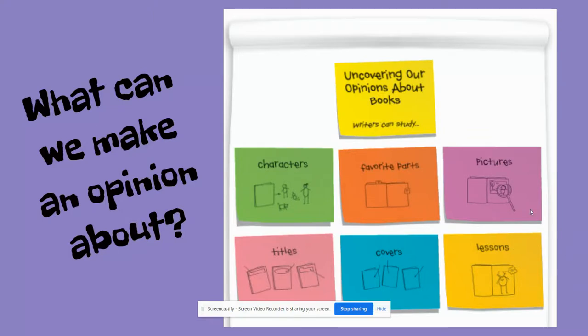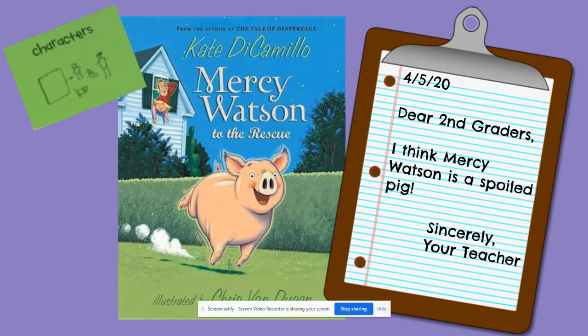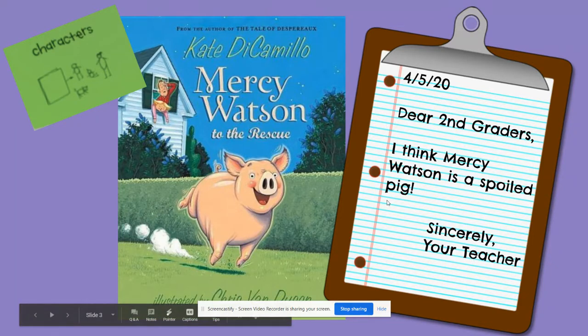Writers give reasons about their opinion. So, you're going to think about the story, and you're also going to have some text evidence in there to prove why you think a certain way. So, their example, they chose Mercy Watson, and they were focusing on the characters. So, they have the date. They have who it's to. It says, "Dear second graders, I think Mercy Watson is a spoiled pig. Sincerely, your teacher."